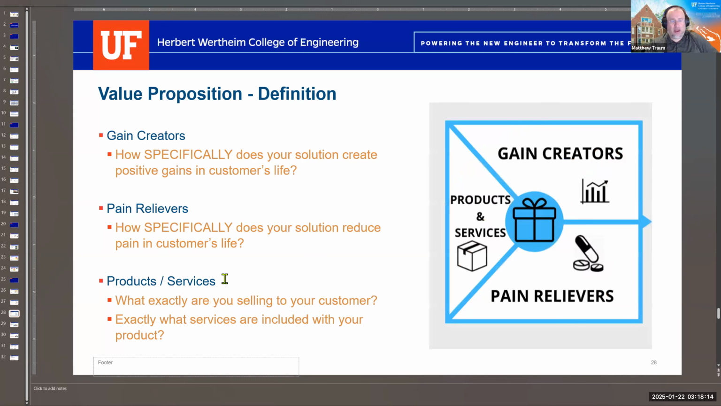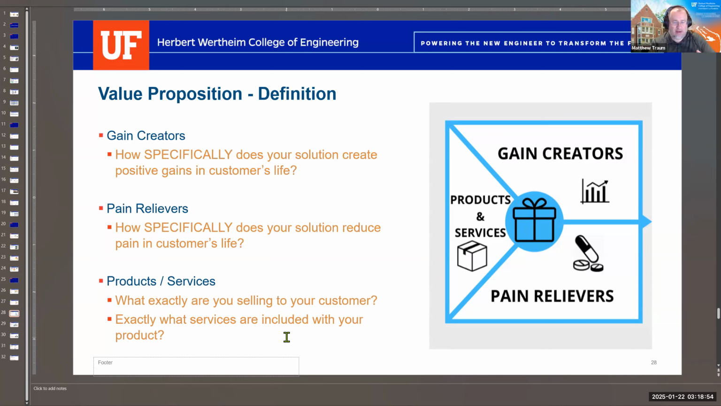Then, once you've got those filled out, you move on to the value proposition, which also has three categories that now describe the product or service that you are providing. And so those three categories which you fill out are first, gain creators. So this is how specifically does your solution create positive gains in the customer's life? Second one is pain relievers. So you need to articulate how specifically does your solution reduce pain in the customer's life? And then finally, products and services. So, what exactly are you selling to your customer, and what services are included with your product, right?